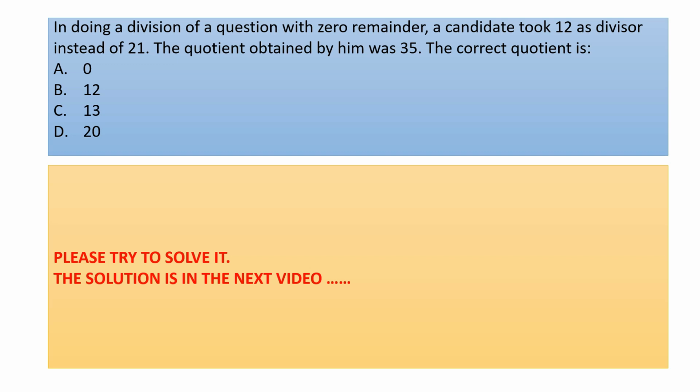In doing a division question with zero remainder, a candidate took 12 as a divisor instead of 21. The quotient obtained by him was 35. The correct quotient is, the options are 0, 12, 13 and 20. Just remember all the formulas we have seen, and please try to solve it. We will see the solution in the next video.